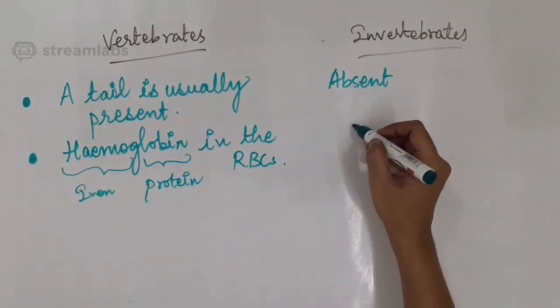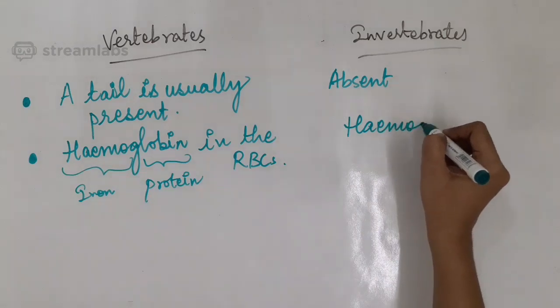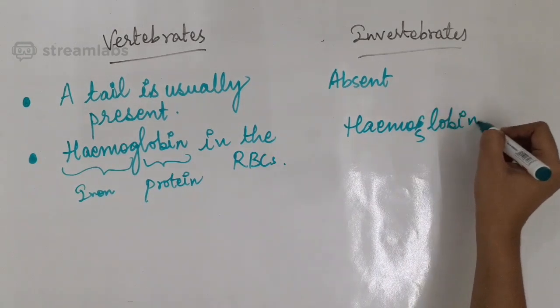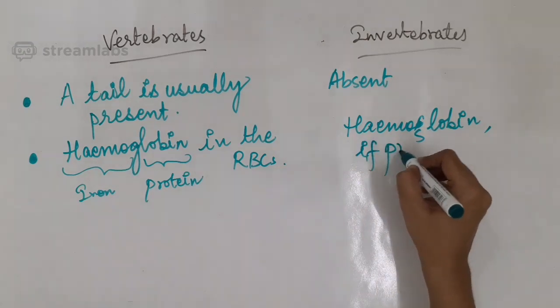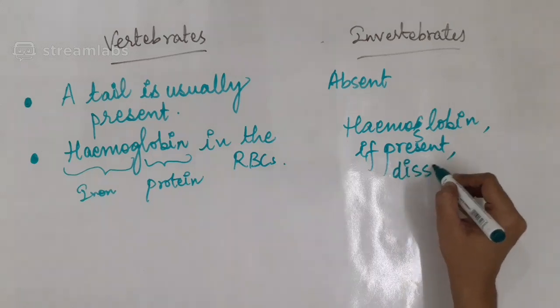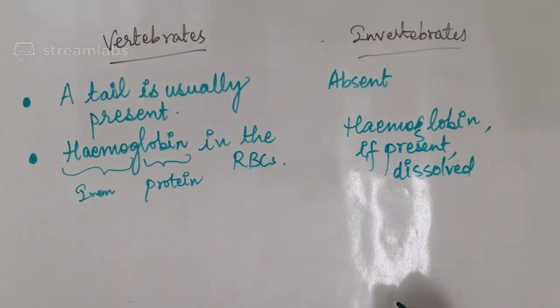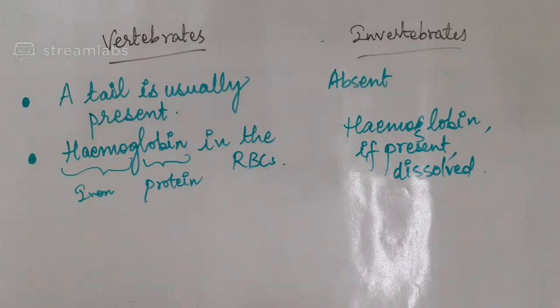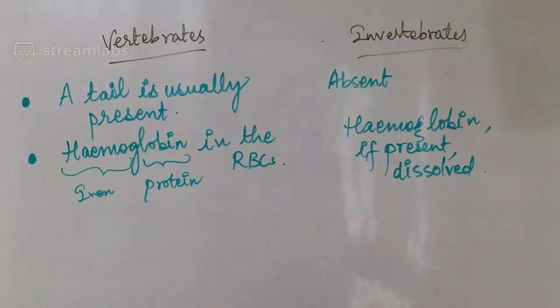इनवर्टिब्रेट्स में हीमोग्लोबिन, if present, is in the dissolved form, घुला हुआ है. और ये आपको पता होगा कि हीमोग्लोबिन का काम क्या है. यू मस्ट हैव स्टडीड इन क्लास 6th. हीमोग्लोबिन binds the oxygen or the respiratory gases with it and circulates it throughout the body. Okay.